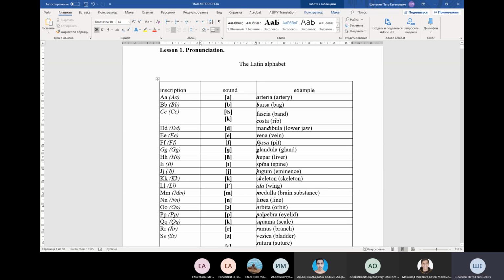Next one is kh, and the rules of its pronunciation are slightly different than what you are accustomed to. This is more breathy, more soft, like a breath out. Like this. And the example you have, the liver, is hepar. Hepar. Yep.